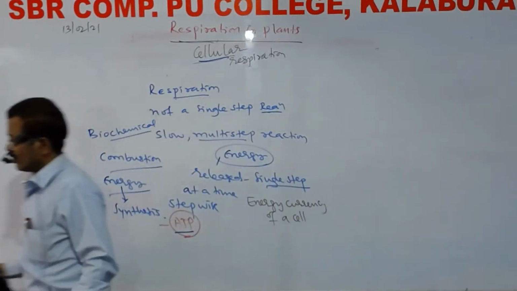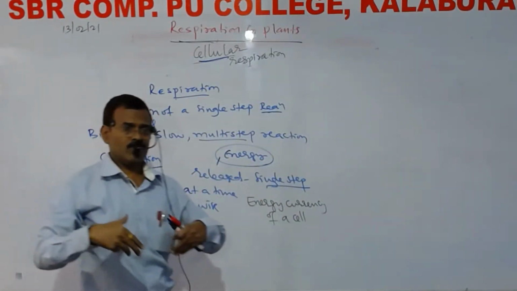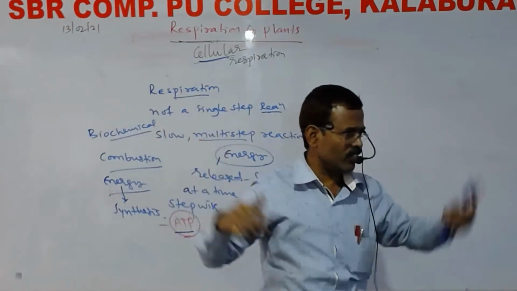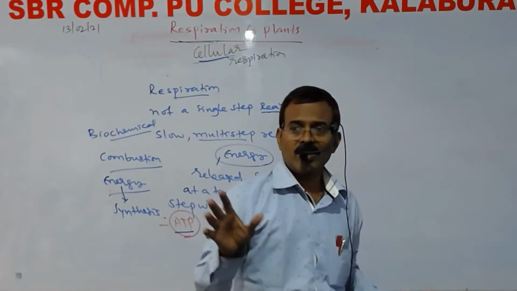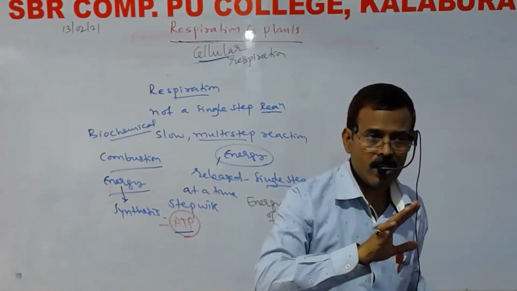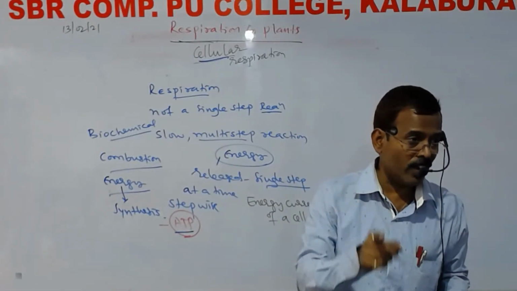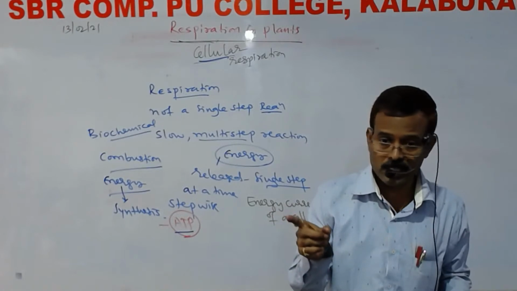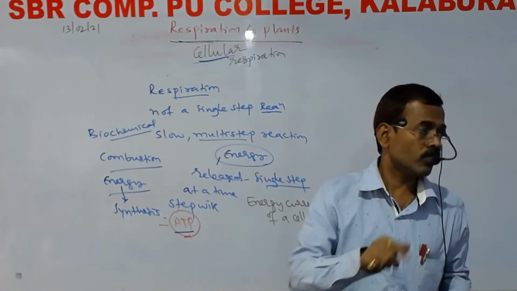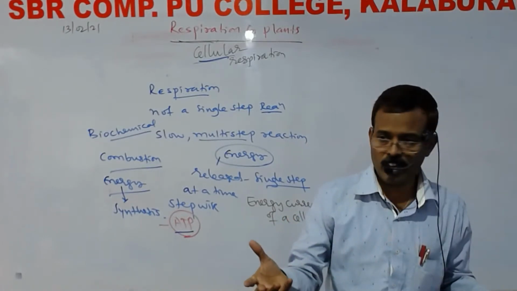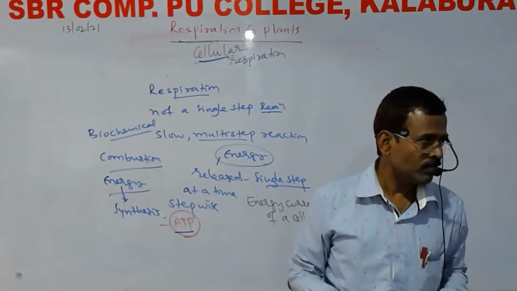In a combustion, at a single time, a large amount of energy is released. Combustion is not controlled by enzymes. Cellular respiration is controlled by enzymes. Cellular respiration occurs in living cells. Combustion is any non-living thing you can burn.